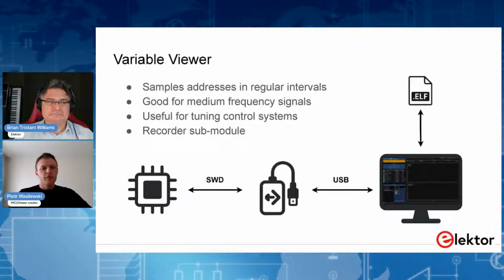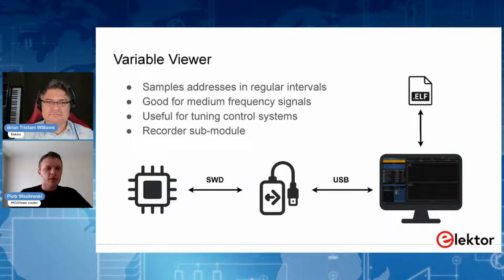MCU Viewer has 2 main modules. The first one is called Variable Viewer, and this is a sampling module that samples the addresses of your MCU at regular intervals. You load the ELF file into MCU Viewer. It then parses the file and gives you a list of variables from your software. You select variables that you want to visualize, and then MCU Viewer, using the debug probe, reads the values of memory under these addresses, and then interprets them back and displays them in the form of plots.